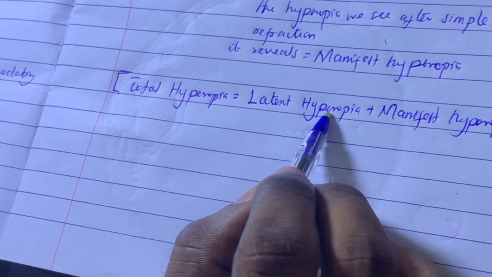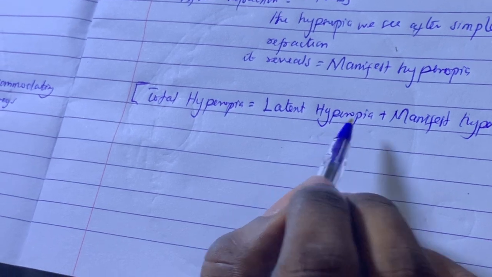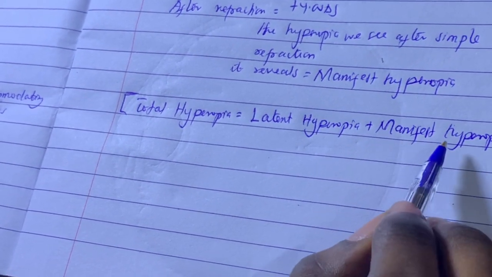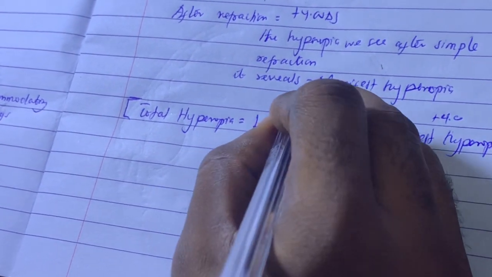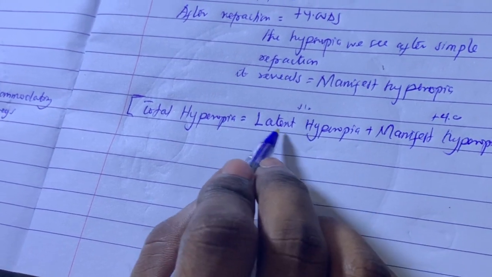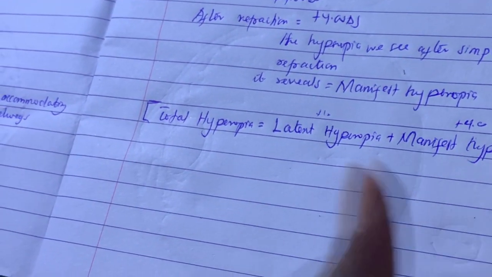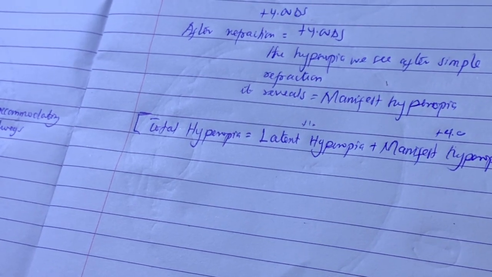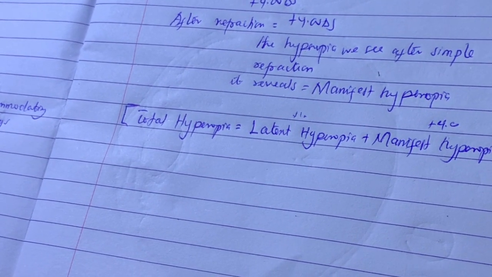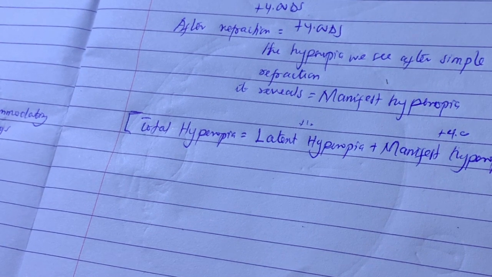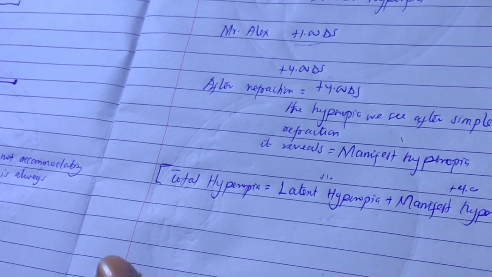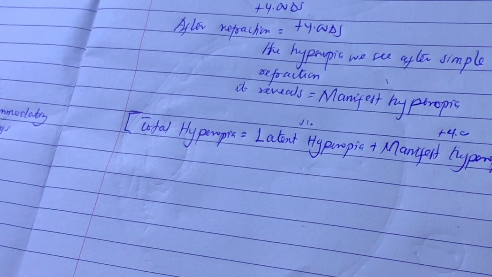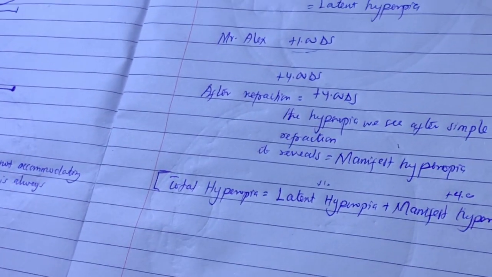Total hyperopia includes the latent hyperopia which the ciliary muscle corrects. What we find on refraction is the manifest hyperopia, which is plus 4. The latent hyperopia the ciliary muscle corrects is plus 1. So what the ciliary muscle does not correct plus what it corrects is the total hyperopia. As simple as that.